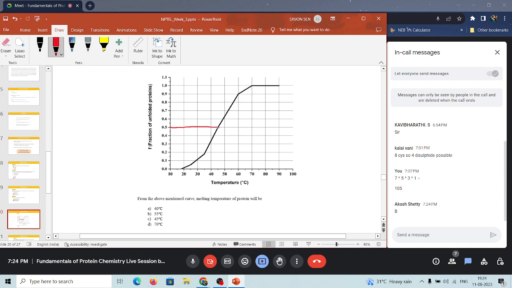Okay, it is going over here. So it is coming at around 45. So 45 degrees centigrade is the correct answer. Akash, it will be C.